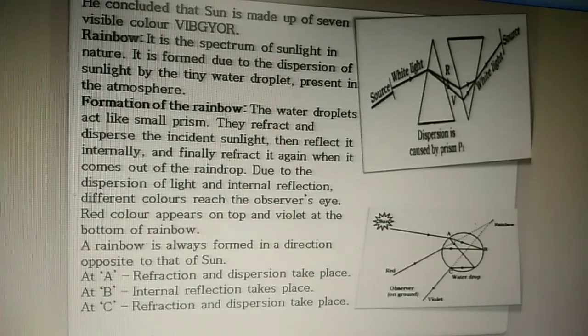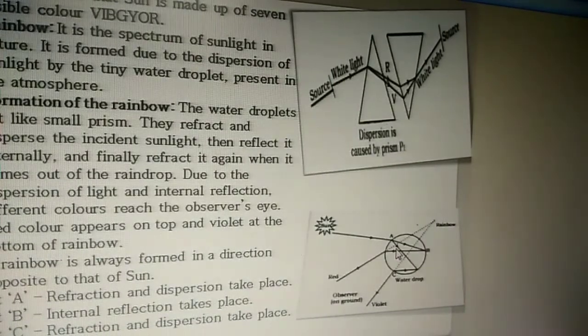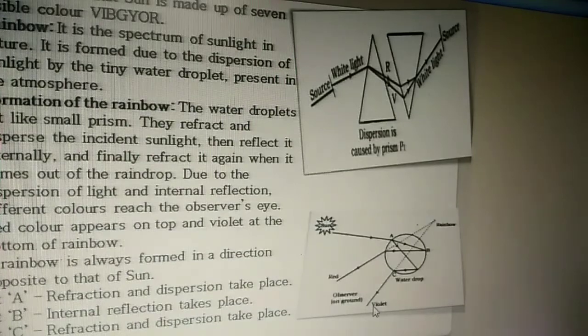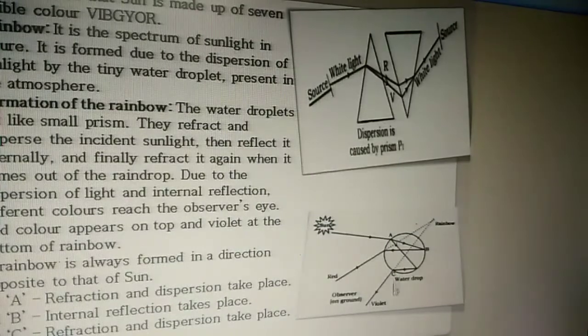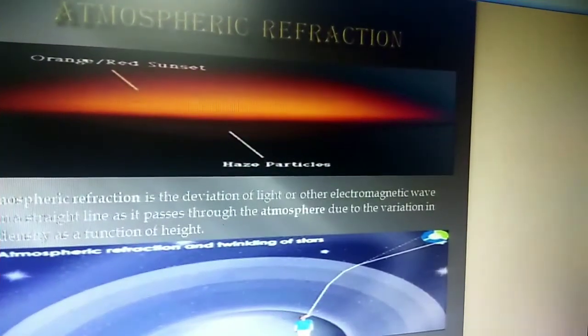So in this picture, at position A, refraction and dispersion take place. At position B, total internal reflection takes place, and at C also refraction and dispersion take place. Refraction, then total internal reflection, and finally refraction all together lead to the phenomenon of dispersion and the formation of the rainbow. This is meant by atmospheric refraction.